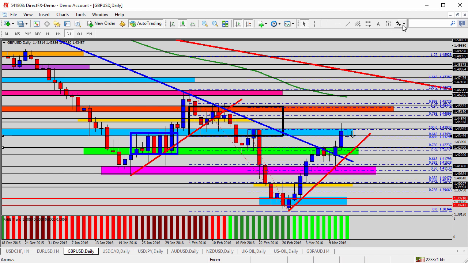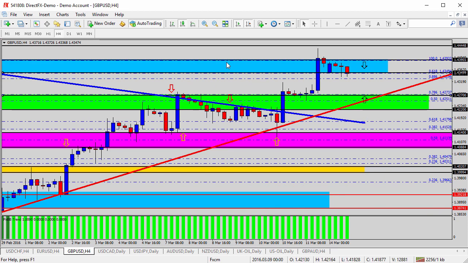I think if you're going to go long, that makes the most sense. Wait for it to come back down here towards the green zone, 1.4270 or so, and then you look to go long. You just don't go long at the very top of the trend. If you're looking to go short, however, the blue shaded area is becoming an attractive resistance zone for the GBP USD. Take it down to the 4-hour time frame.